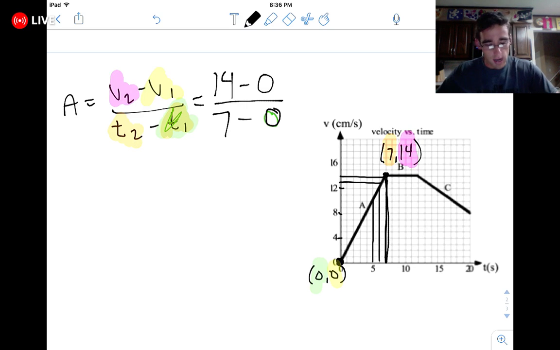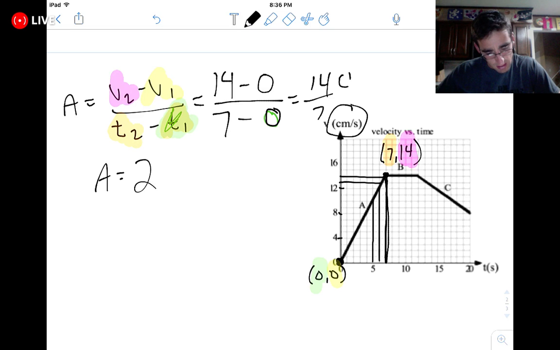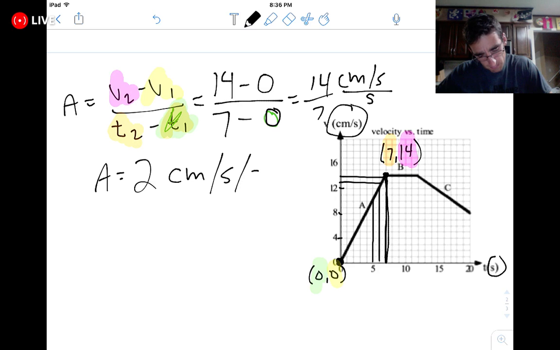All right, so I've got 14 divided by 7. So here my acceleration is 2. Now, let's remember that this is 14 centimeters per second and 7 seconds. So this is going to be centimeters per second squared. That would work as well. Now, before I let you go, let's find the acceleration for this section right here.